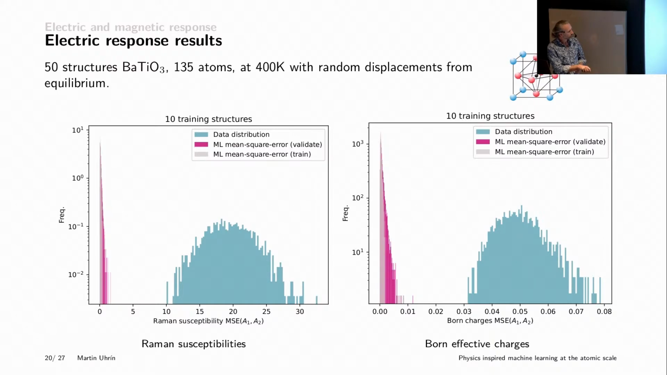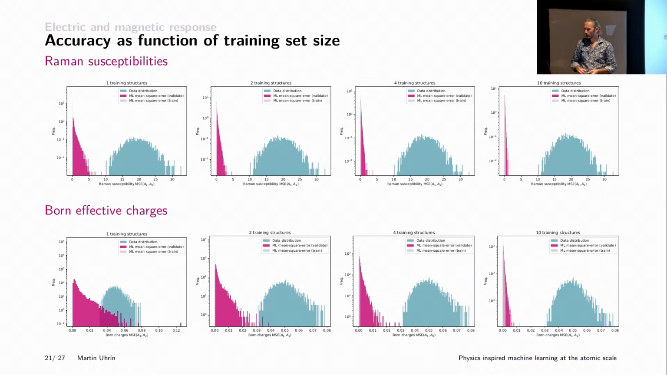And similarly for the Born effective charges, right? The distribution is down here. So we're able to predict these with a good level of accuracy. Then I wanted to see, well, what happens if I start with, these are the ones I showed you on the previous slide. I reduced that further to just 4 training structures. Actually, for the Raman, it's still pretty good.